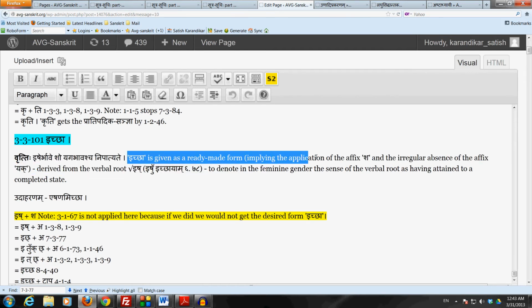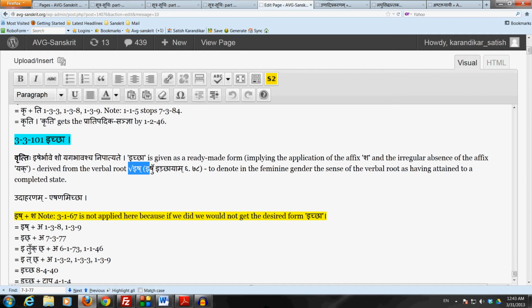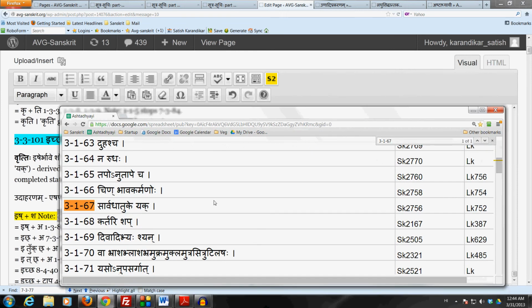What is implied here is that the affix sh is being applied following the verbal root ish, which is ishu ichchayam in the tudadigana, and then following that the affix yak, which should have applied by 3.1.67 sarvadhatuke yak. Because this affix sh has the sanya of sarvadhatukam by tin shit sarvadhatukam 3.4.113, therefore the affix yak should have come in here. Since we are using this affix sh bhave, the anuvritti of bhavakarmanoh comes down from 3.1.66 to 3.1.67.